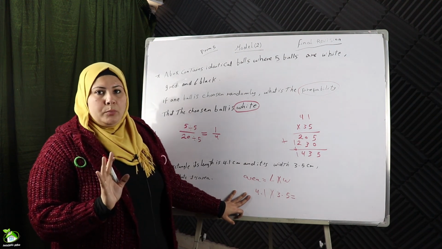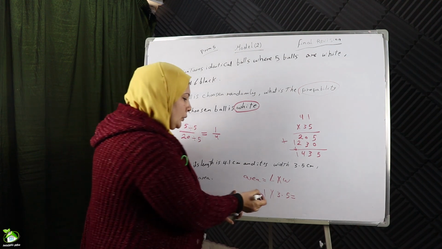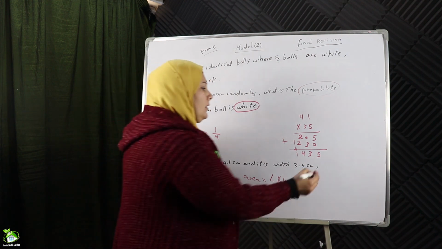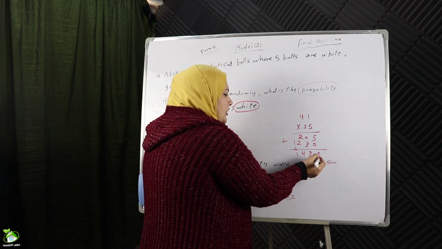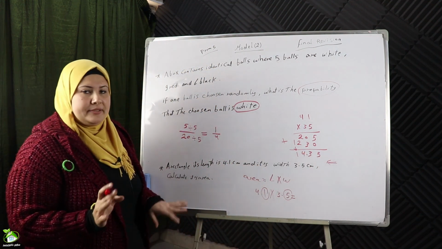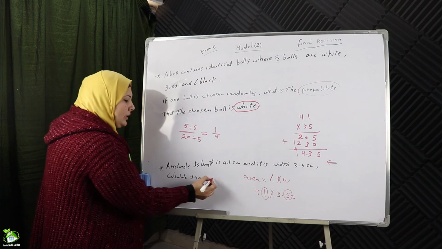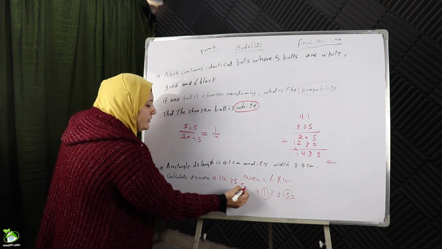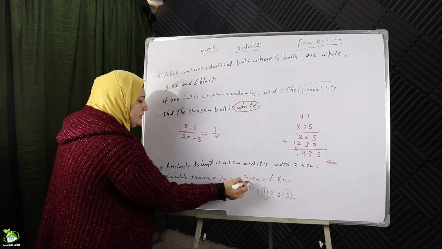Don't forget the decimal point. There are 2 decimal places, so the decimal point goes after 2 digits, 1, 2. The result will be 14.35. Area equals 14.35 square centimeters. Don't forget the units.